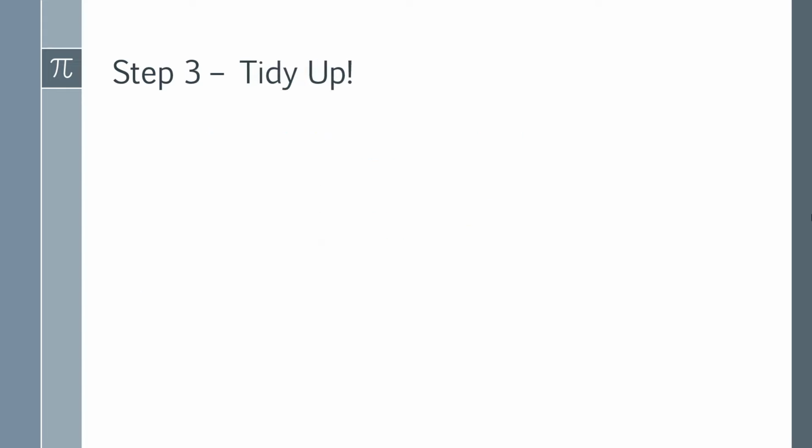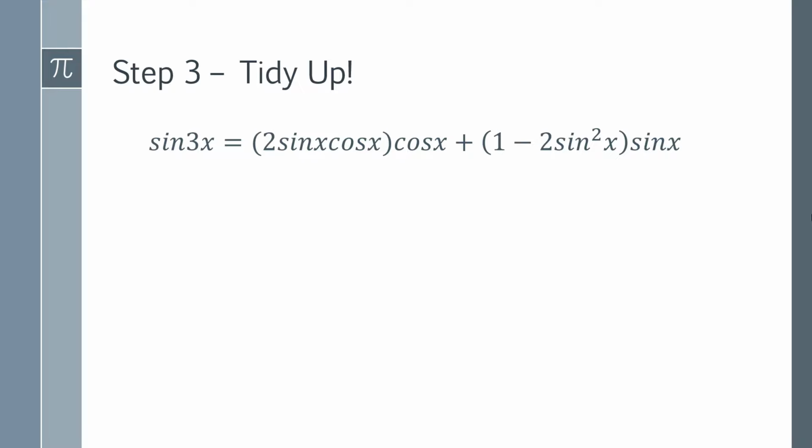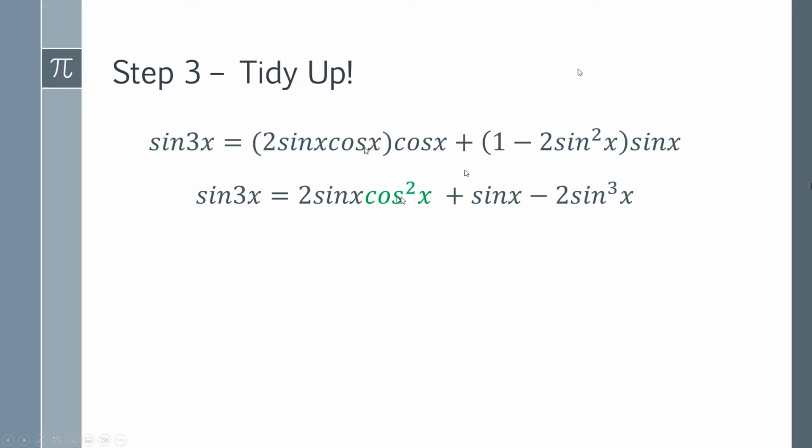So let's take this line and start tidying it up. So of course we can multiply things out. So what I've done here is I've just multiplied out each of the brackets. So we've got the cos times the cos giving a cosine squared. And then 1 multiplied by sine gives a sine term. And then we've got a minus 2 sine squared multiplied by the sine. That's where I get the sine cubed from.